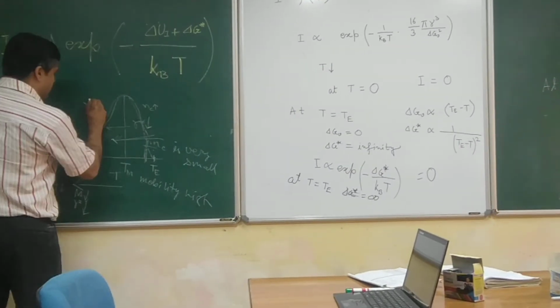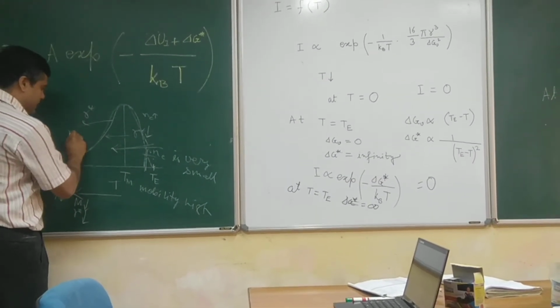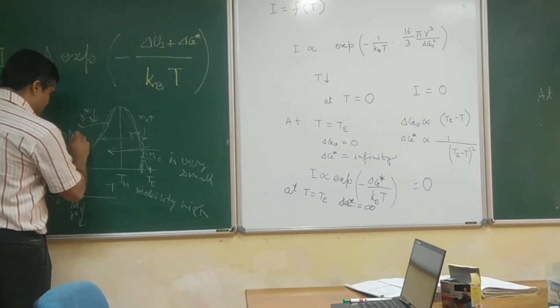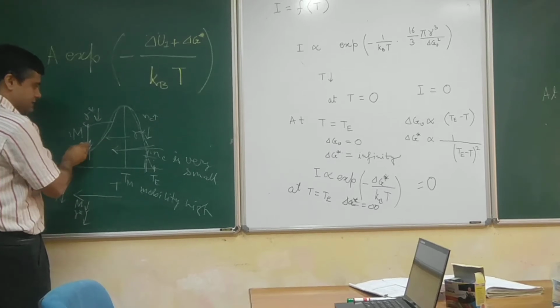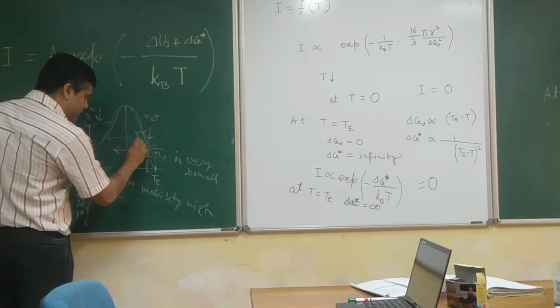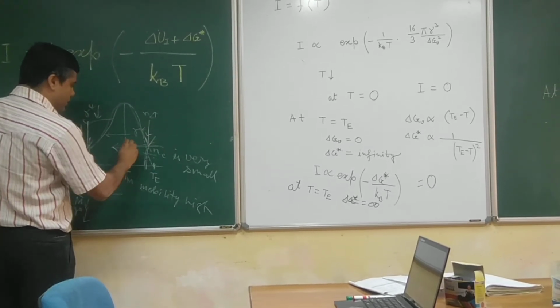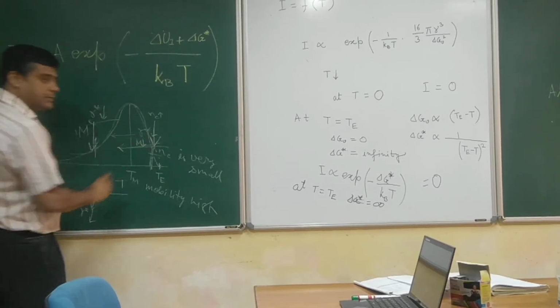So even though R star is coming down here, mobility coming down is much higher at this position. Here R star coming down is much higher compared to mobility coming down.